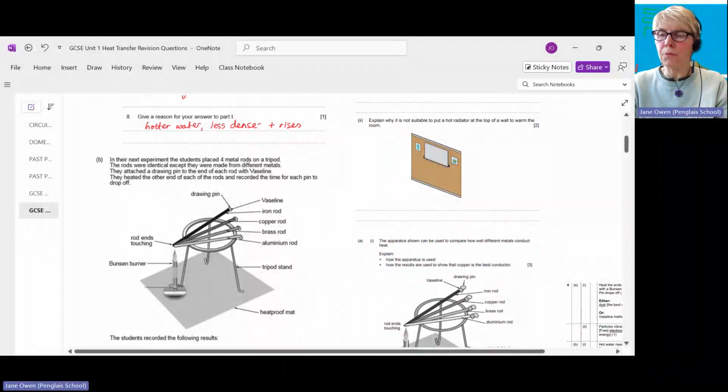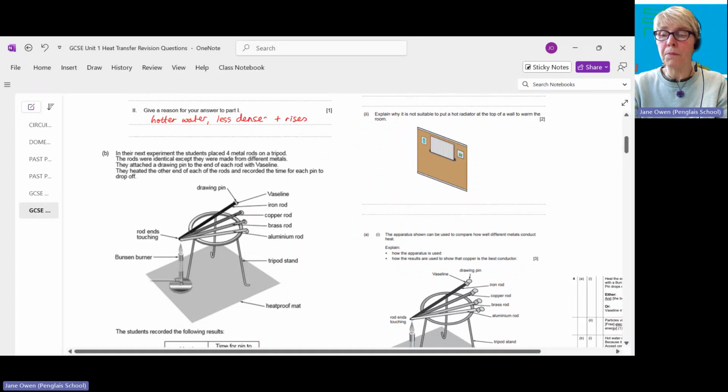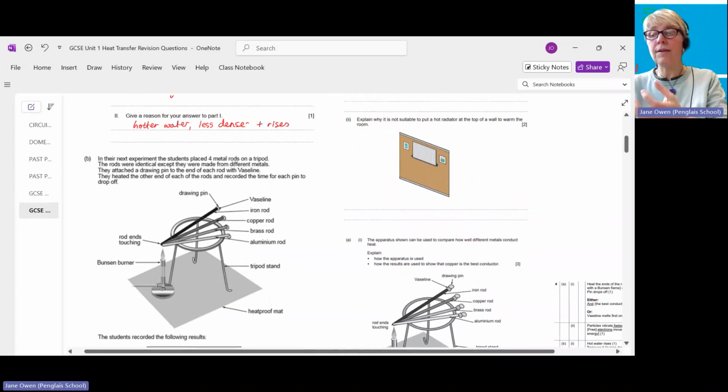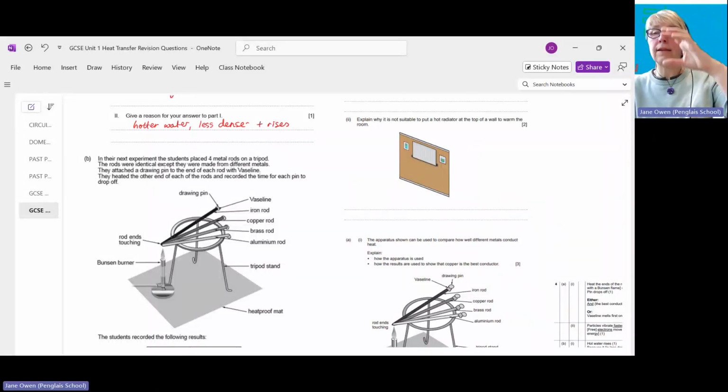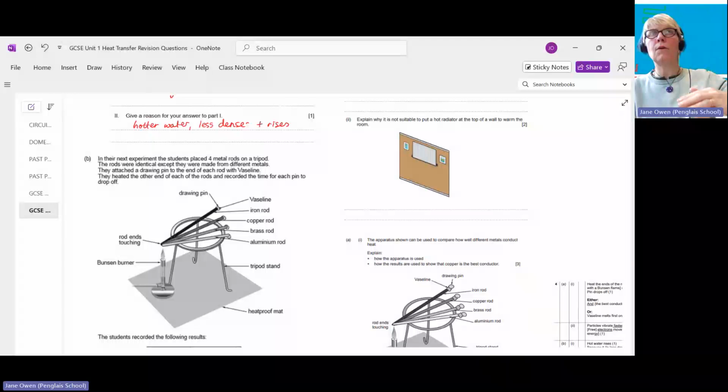Explain why it's not suitable to put a hot radiator at the top of the wall to warm the room, because hot air rises. So you're not heating all of the air in the room if you just have a convector heater, or a radiator, sorry, at the top, so that it'll only heat the top bit. So what you want it to do is heat the whole air and create this kind of convection current, so that you want it at the bottom.